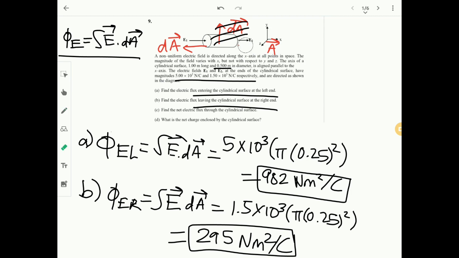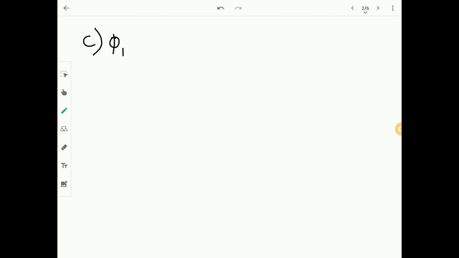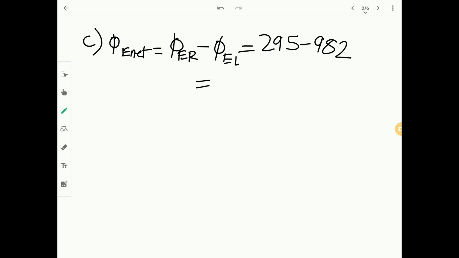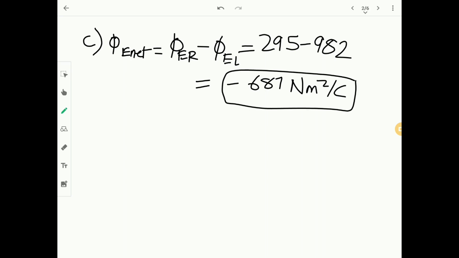Since I'll just erase this to help us. Since they have defined x, y, and z like this, and x is shown to the right, they are assuming the right side to be positive. Since my flux is to the right here, it's positive. But this flux is here because one is negative. So E net is equal to the flux to the right minus the flux that we got to the left, which is 295 minus 982, which is minus 687 Newton meter squared per coulomb, and that's the net flux.